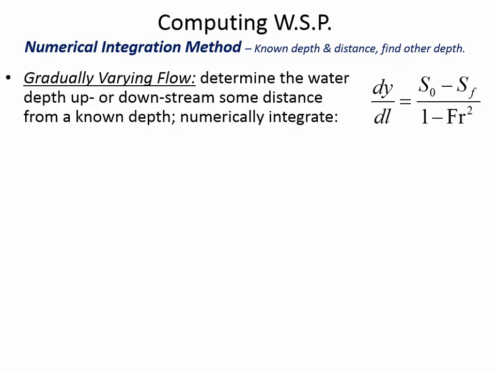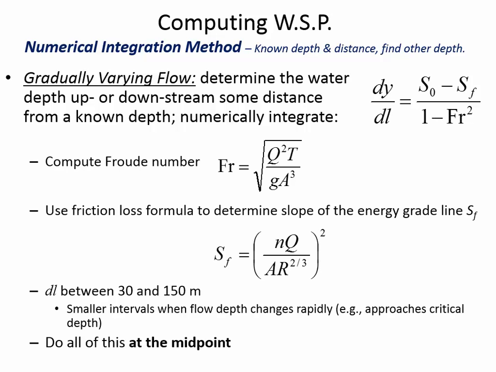And so it's going to try to apply this method at a point between two distances. When we use this method, we're going to have to do some intermediate calculations, including the Froude number at the midpoint between the two places that we're interested in. We're going to have to calculate the slope of the energy grade line, rearranging Manning's equation, and solve for S sub f at the midpoint between the two locations where we are interested.